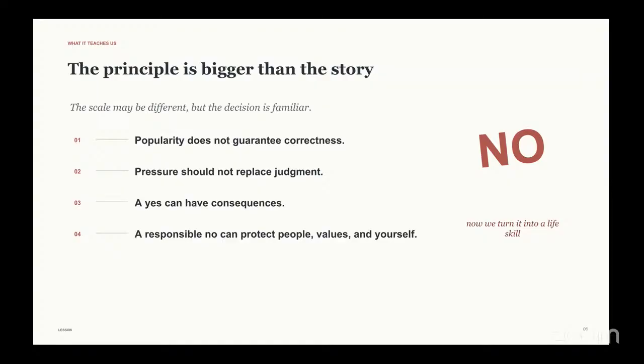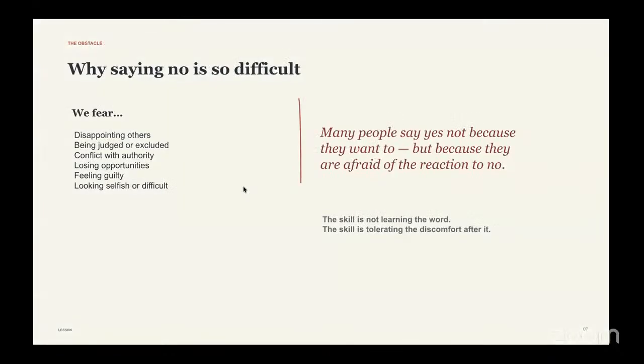So now we want to take it away from the story and make it a bit more practical. We want to discuss how we make saying no a skill. Before talking about how to say no, we should understand why we struggle with it in the first place. Usually the problem is not that we don't know how to say the word no. We know how to say it, but we're afraid of what comes after it. We don't want to disappoint anyone. We don't want to be judged. We don't want conflict with someone who has authority over us. Sometimes we're afraid of losing an opportunity, and sometimes we feel guilty for saying no. So we say yes when we actually want to say no.